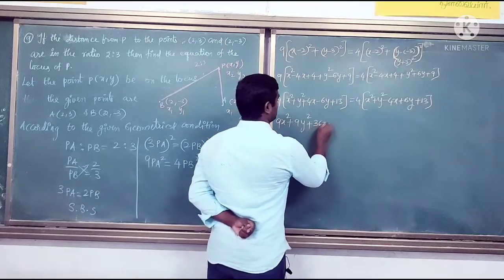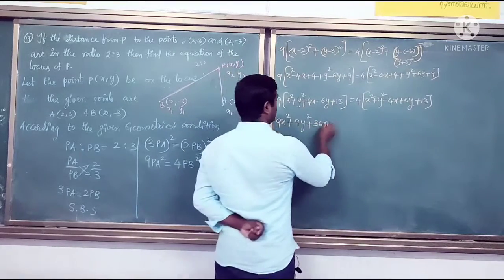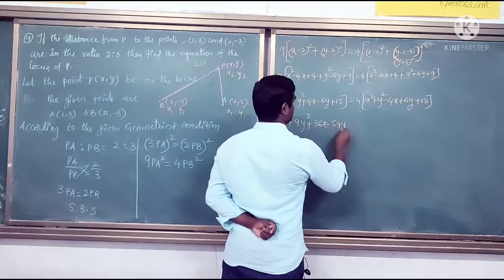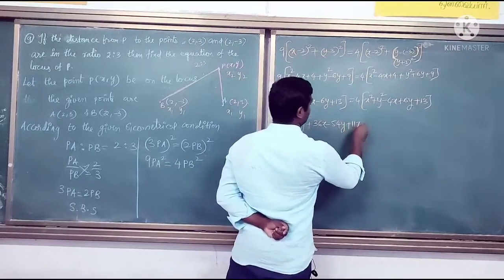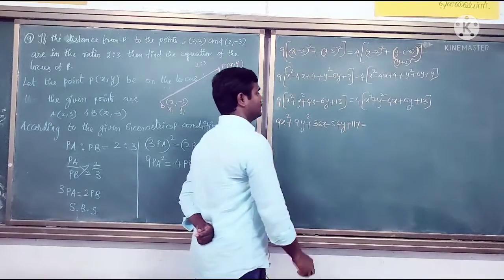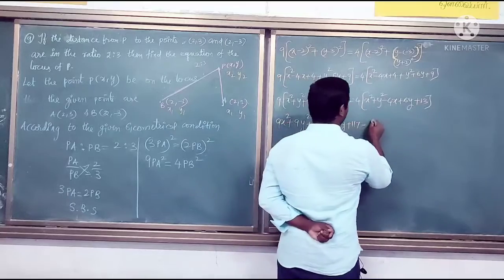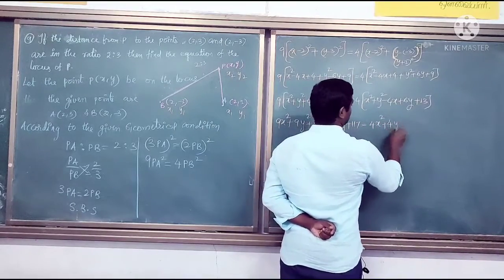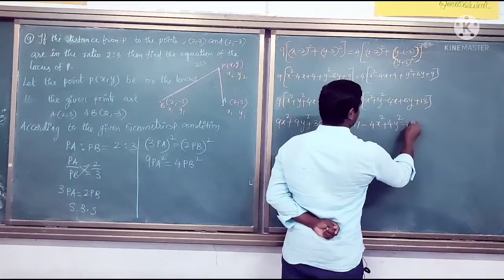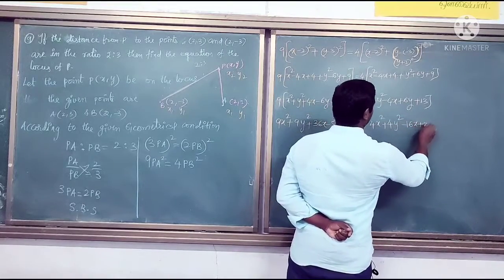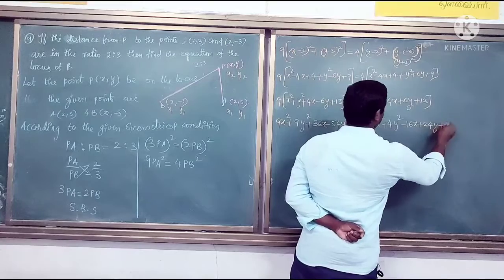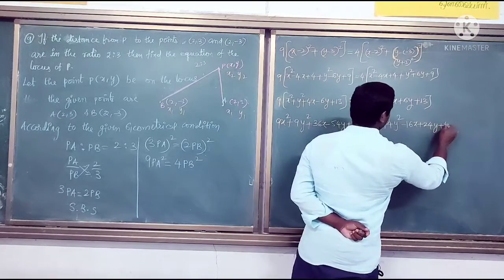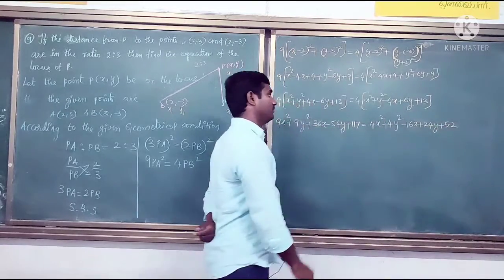36x minus 54y plus 117 equal to, this we can write as 4 into x square, 4x square plus 4 into y square, 4y square minus 16x plus 24y plus 52. So 4 13s are 52.